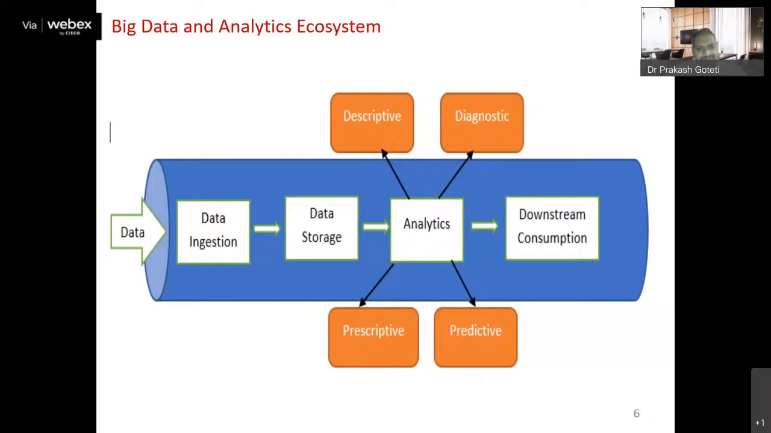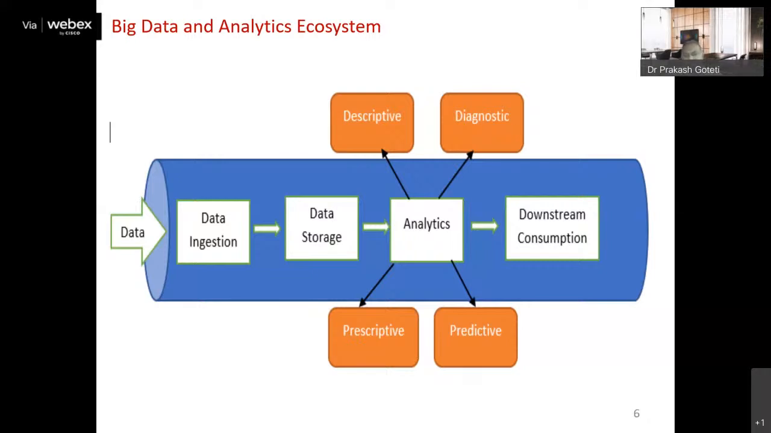Let us look at each of these stages. Data ingestion: essentially, you have a data source. From the data source, you extract the data and use it for the next set of stages. What are the stages we have? Data ingestion, data storage, analytics, and downstream applications, right? Sometimes in literature, in place of data storage, you see message queue, especially for streaming applications. But more or less this is the sequence.